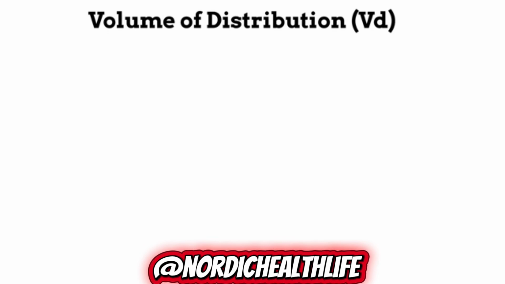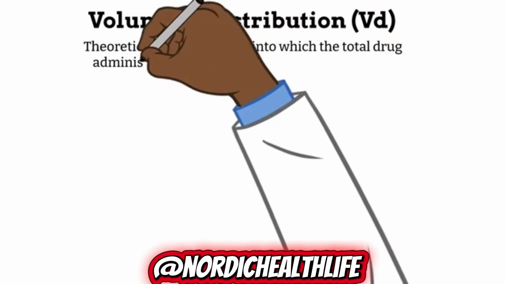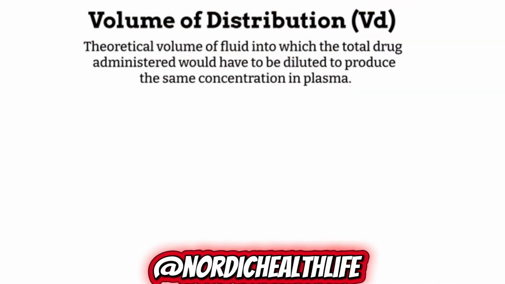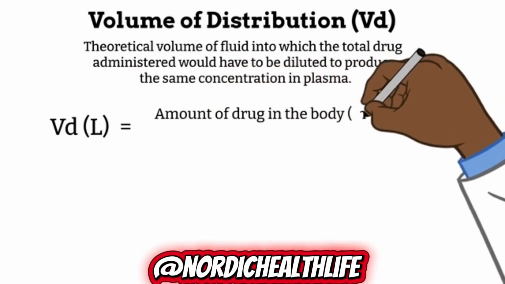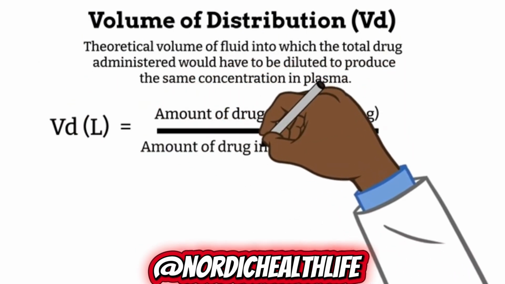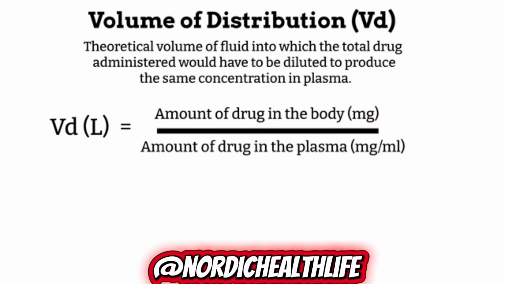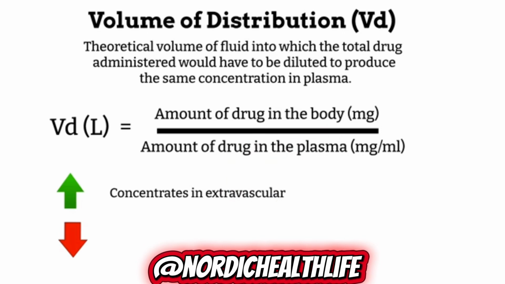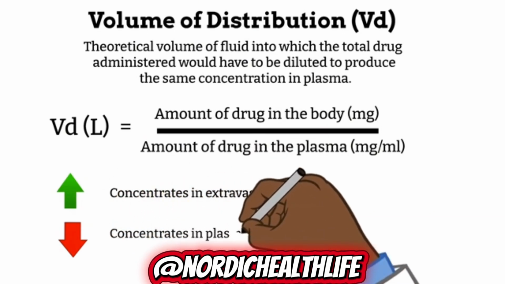It is defined as the theoretical volume of fluid into which the total drug administered would have to be diluted to produce the same concentration in the plasma. And there is an equation to represent it, which is the amount of drug in the body in milligrams over the amount of drug in the plasma in milligrams per ml. A drug with high volume of distribution has a propensity to leave the plasma and enter the extravascular compartments of the body. Conversely, a drug with a low volume of distribution has a propensity to remain in the plasma.